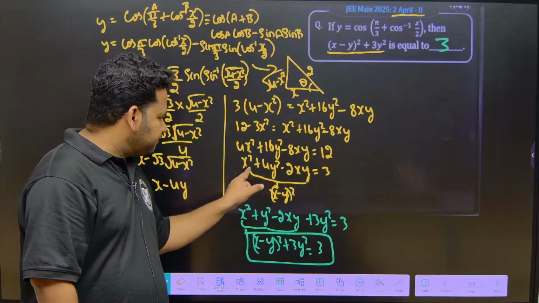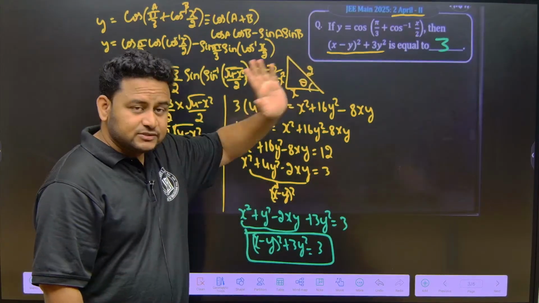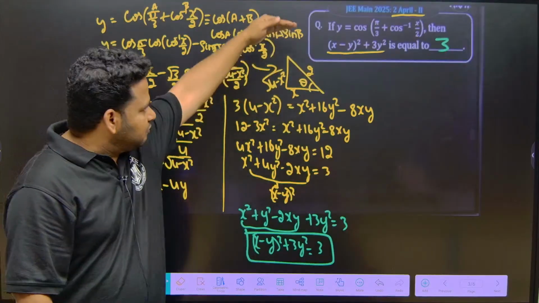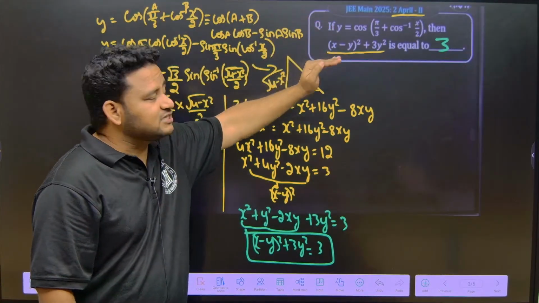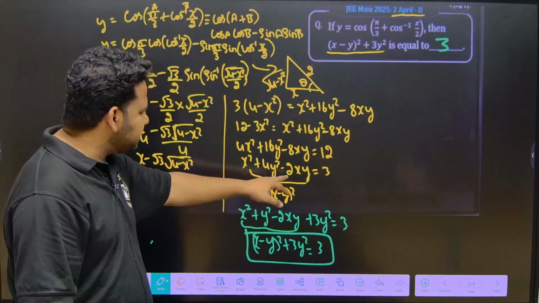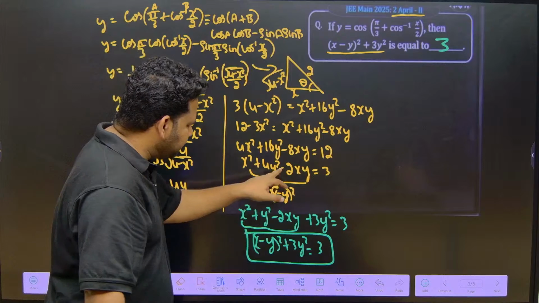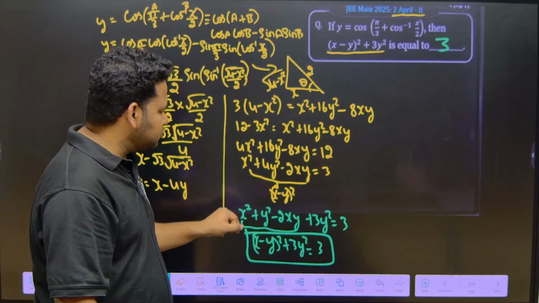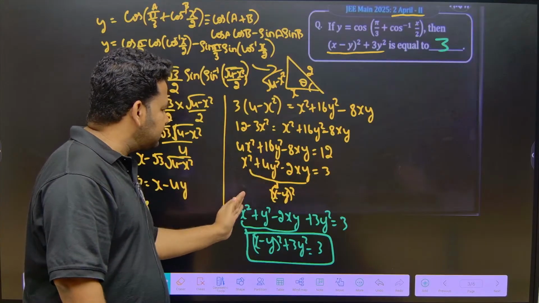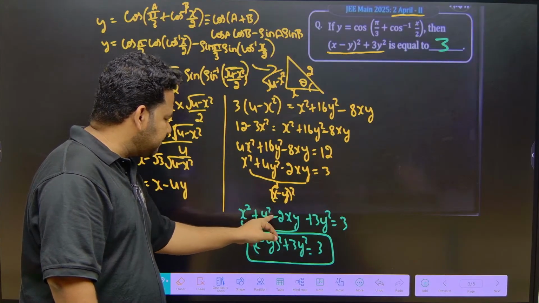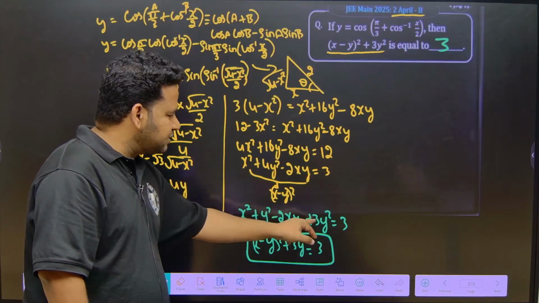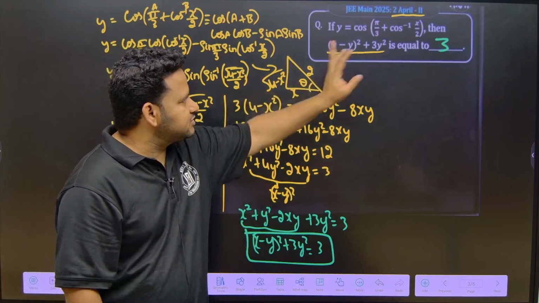Now, what are they asking? Always your focus should be on what they are asking, not just on what they have given. They are asking for x minus y whole square. In terms of x minus y whole square, I already have minus 2xy and x square, so I definitely need y square, but here I have 4y square, so I will take 1y square. So x square plus 1y square minus 2xy, and out of 4, 1y square is removed, which means the other 3y square is written outside as plus 3y square.